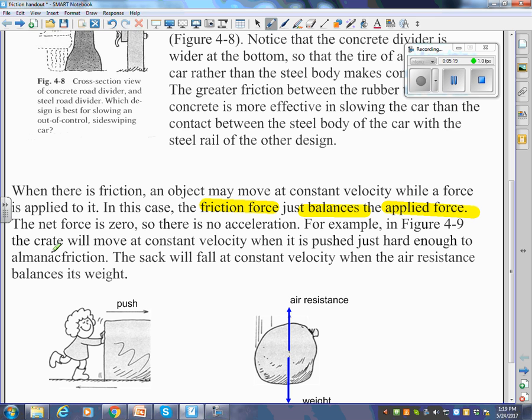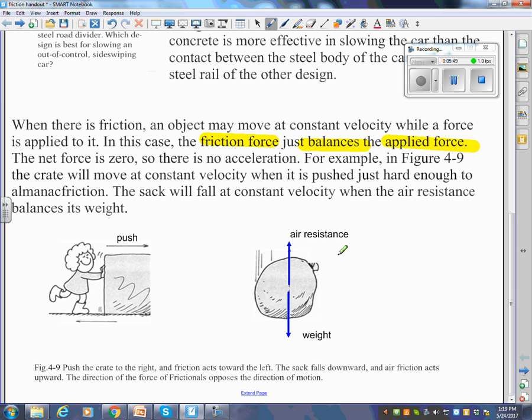Air resistance, the friction that acts on something moving through air, is a very common case of fluid friction. You don't notice it when walking or jogging, but you will notice it at higher speeds, as in skiing downhill or skydiving. When there's friction, in this case, the friction force just balances the applied force. The net force is 0, so there is no acceleration. For example, in figure 4.9, the crate will move at constant velocity when pushed just hard enough to balance the friction. The sack will fall at a constant velocity when the air resistance balances its weight.